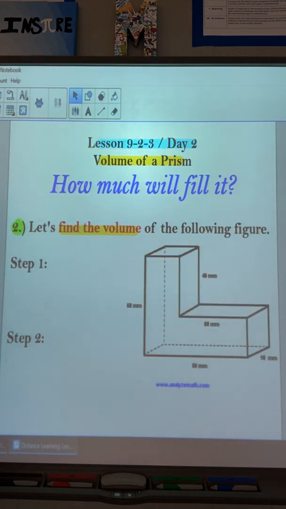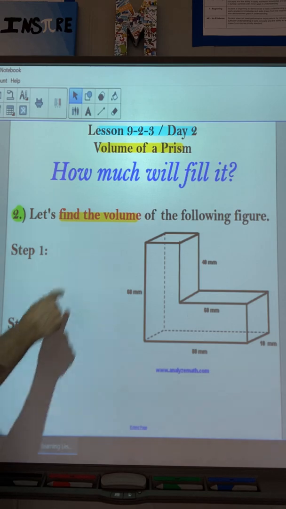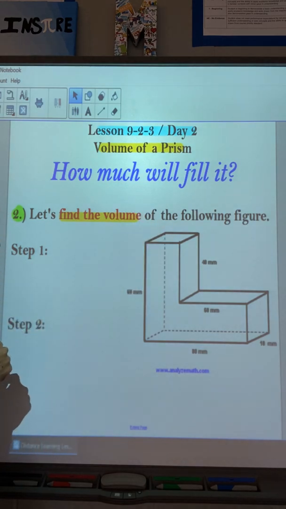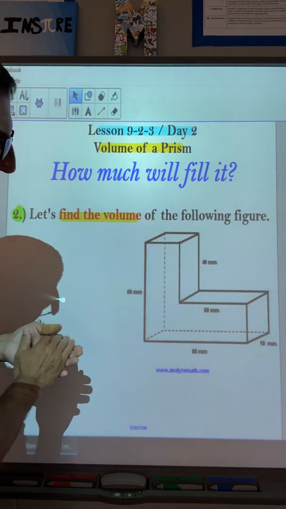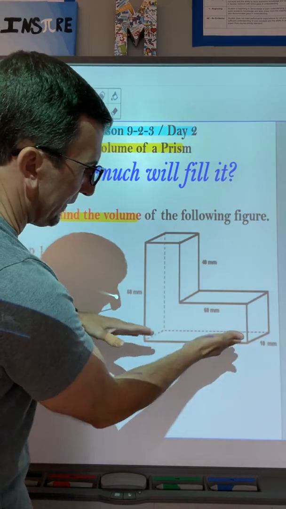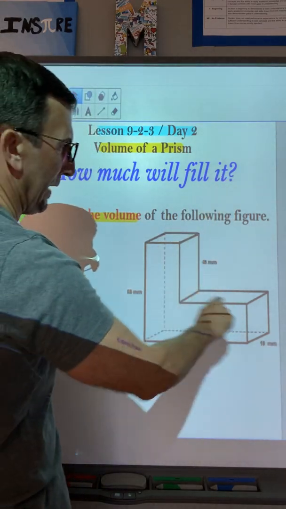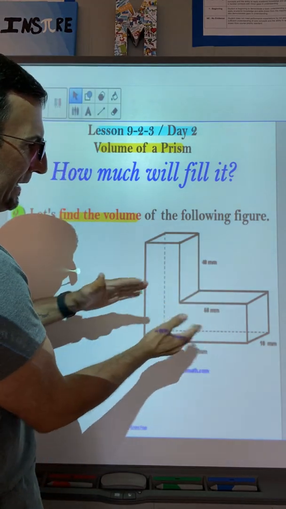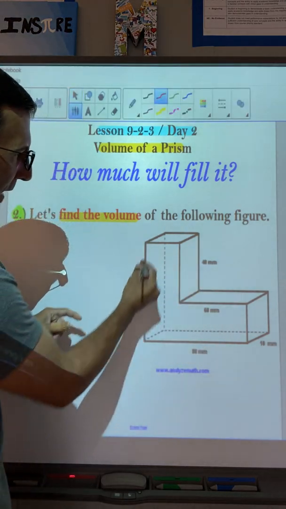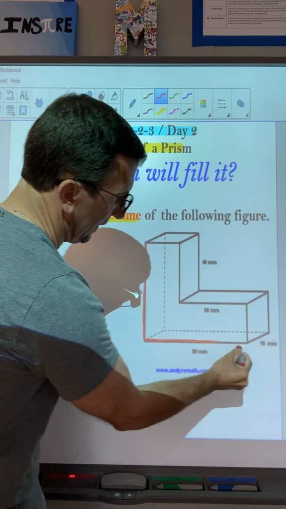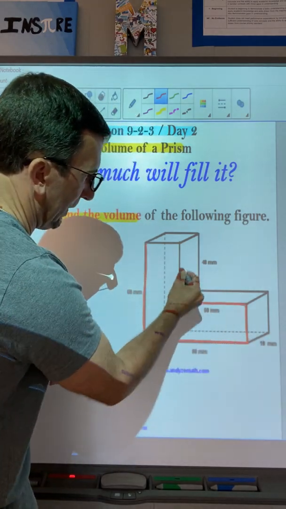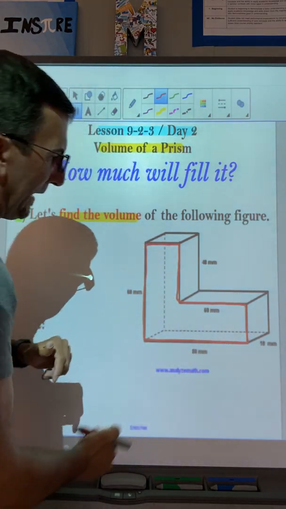Okay, second one. So they want us to find the volume of this figure. So step 1, if we do this base, is it the same all the way up? And it's not, because we have this chunk. So we got to lay it on its side. So I'm going to take this piece, okay, flop it on its side.